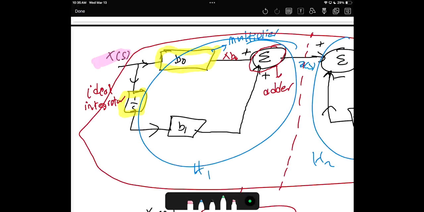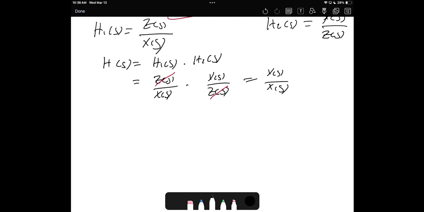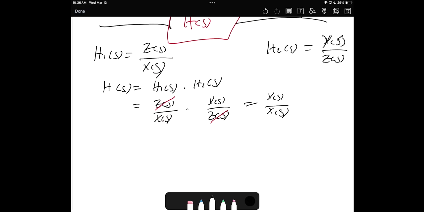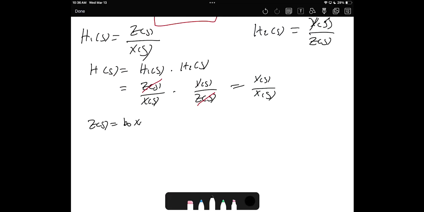Loop 1 here is x, so this one will be x over s, then x times b1 over s, then here x b0, then they will be added. So z will be x times b0 plus x b1 over s. Okay? That's what I'm going to do. So I will say for loop 1, z of s equals b0 times x of s, plus x of s times b1 over s. Okay?